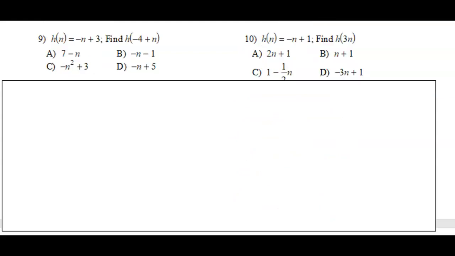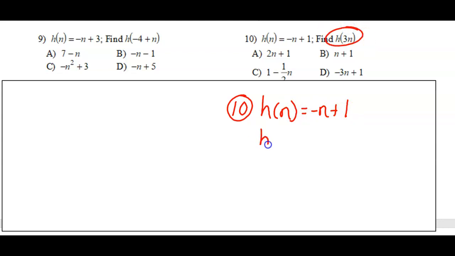So for number 10, they give me a function, and they want me to find this. And what that means is I want to replace the n with 3n. So you're going to do that on the other side of the equation as well. Instead of having a negative n plus 1, I'm going to replace the n with 3n. And so it becomes negative 3n plus 1. Sometimes you'll have to simplify these, but in this case there really wasn't much to do, so it stayed about the same.